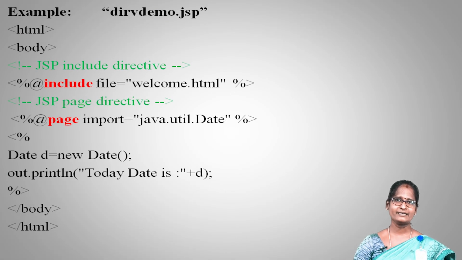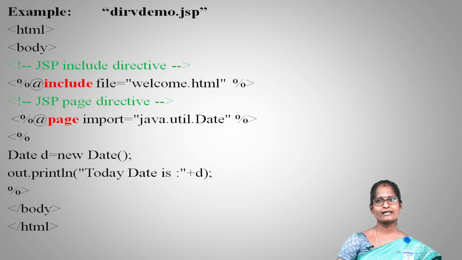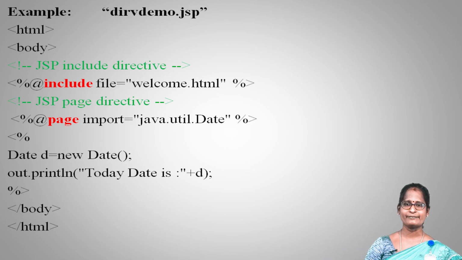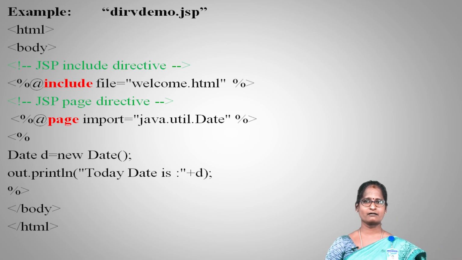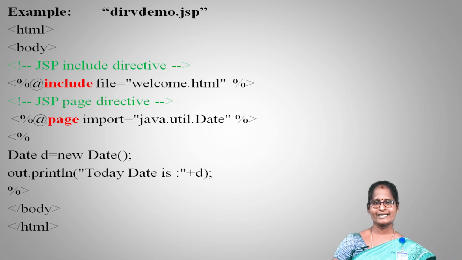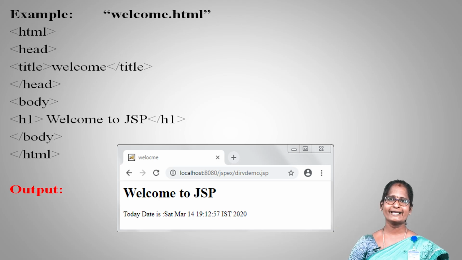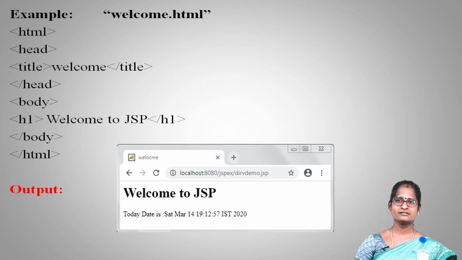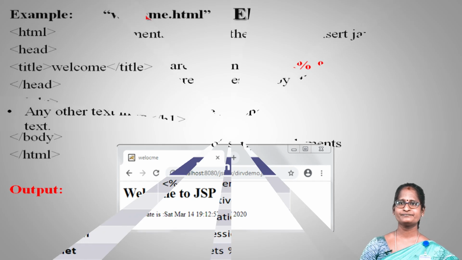This is an example: an HTML body. Then the include directive, include file equal to welcome.html. In this position, you include the file welcome.html. Another one, the page directive, also includes import java.util.Date, so today's date is printed. Then in welcome.html, these are the instructions given by the program, that is, welcome to JSP only, printed on the line. This is the output.